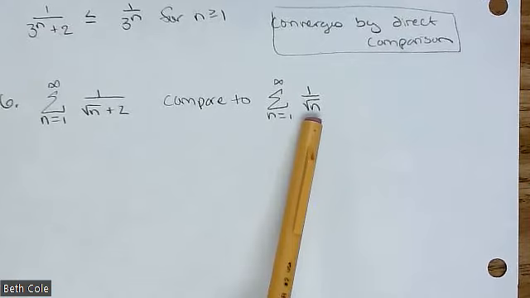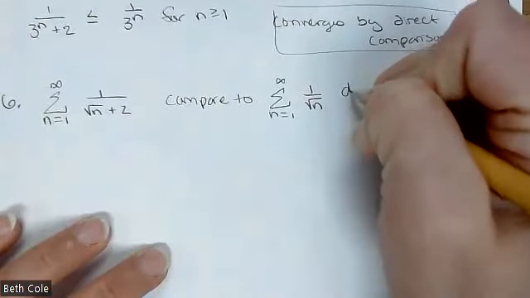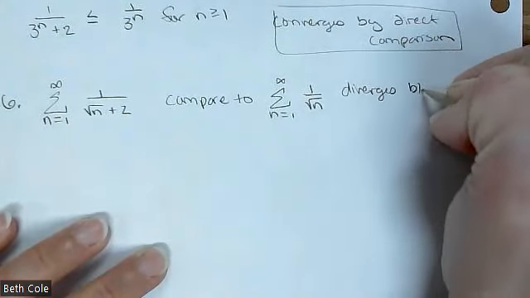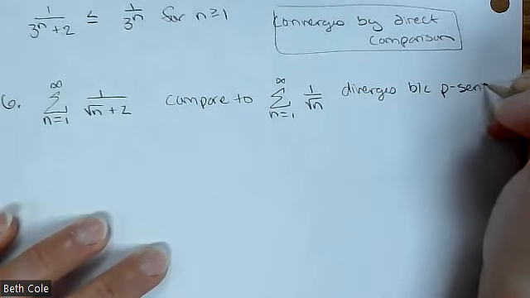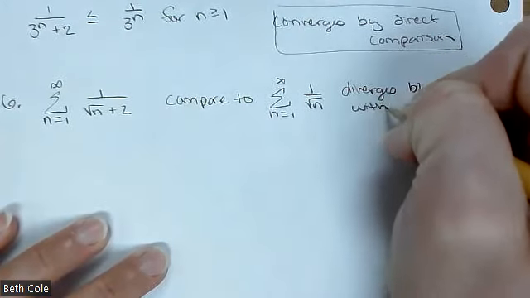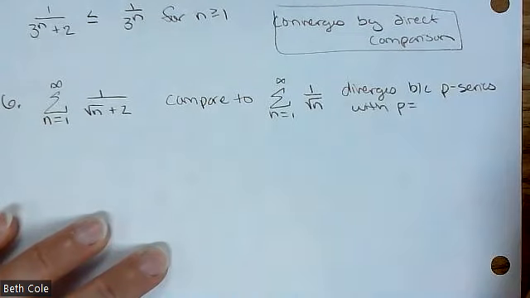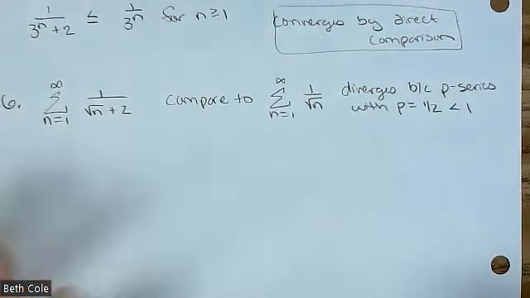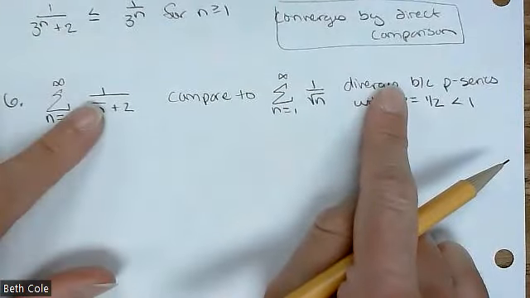P series, so it's going to diverge. So diverges because P series with P equals 1/2, which is smaller than 1. So here's the goal. As a heads up, you're not going to like this. And this is why I don't really like this test much either. That's why if I have to do one, I do a limit comparison. We want to say since this one diverges, this one does too.